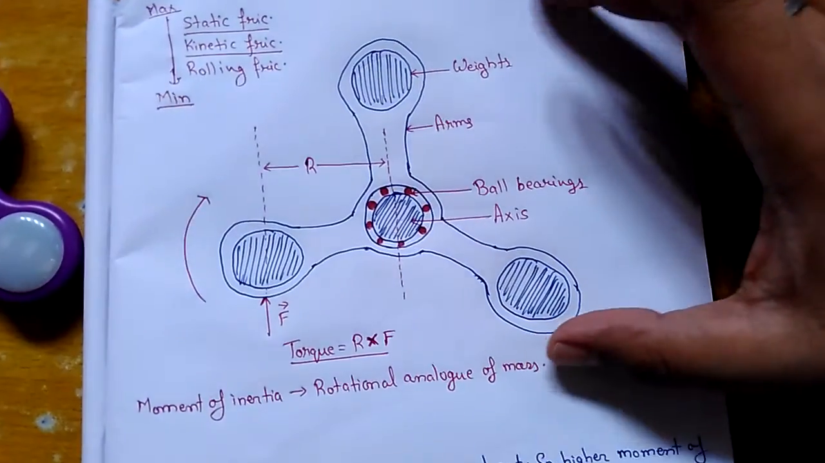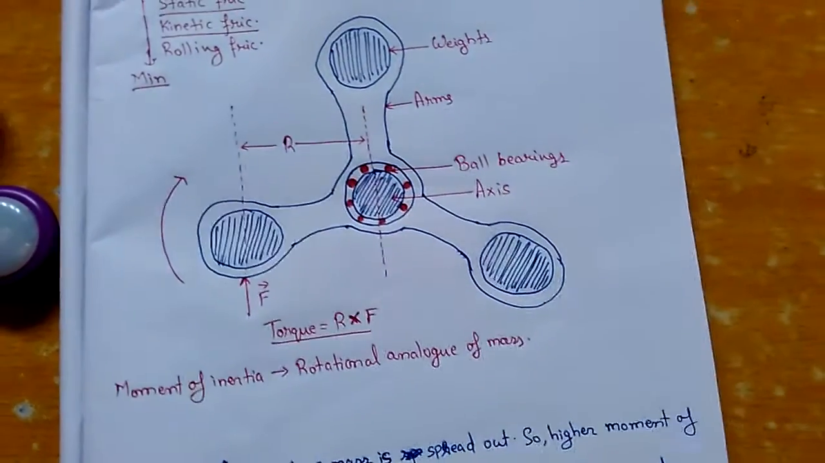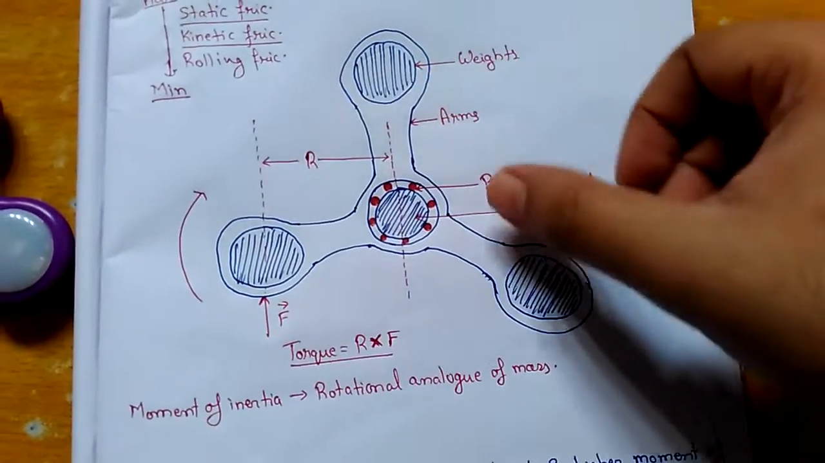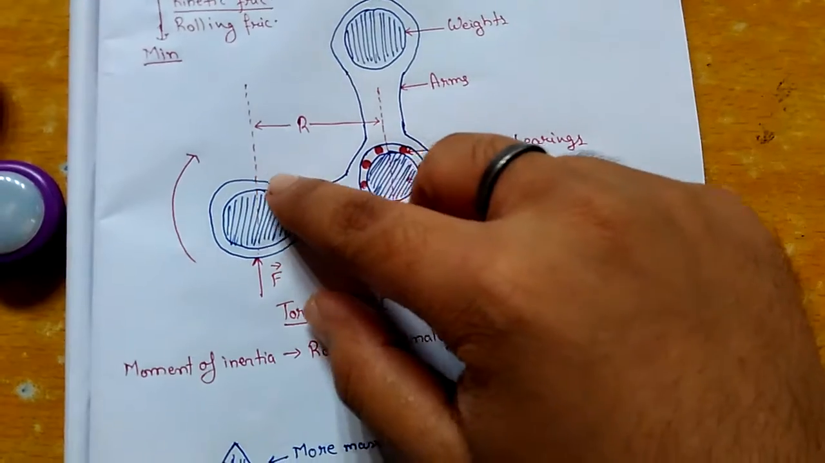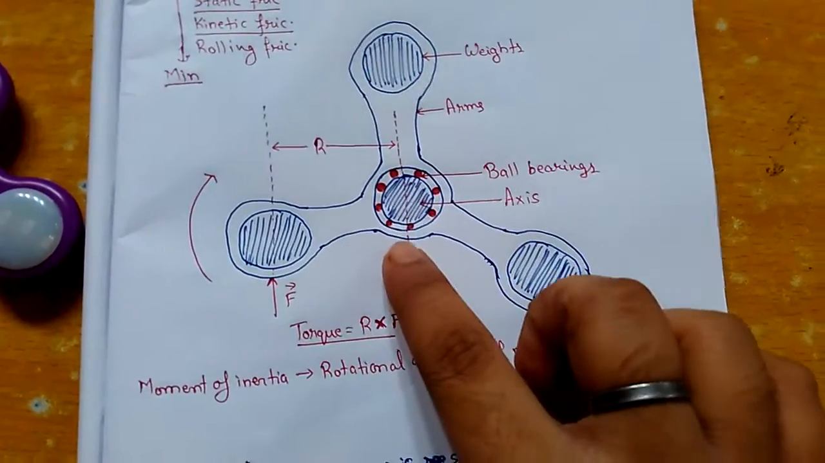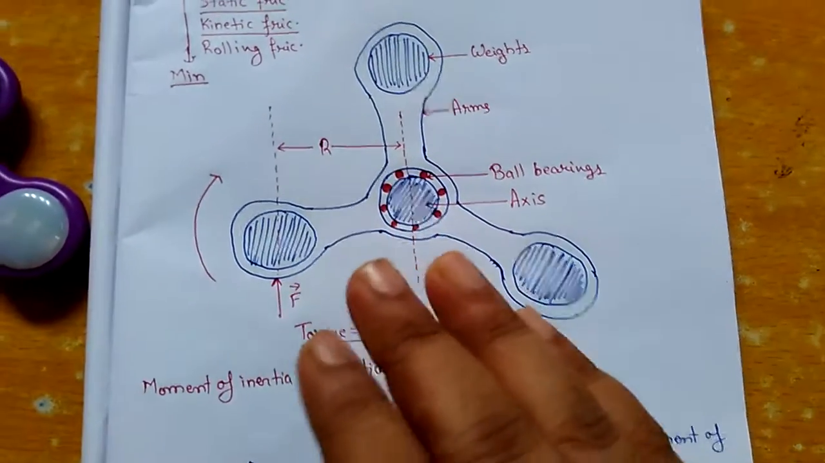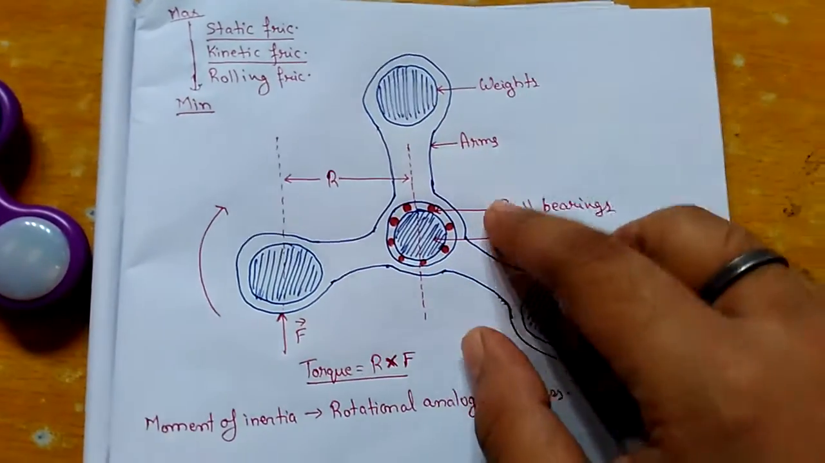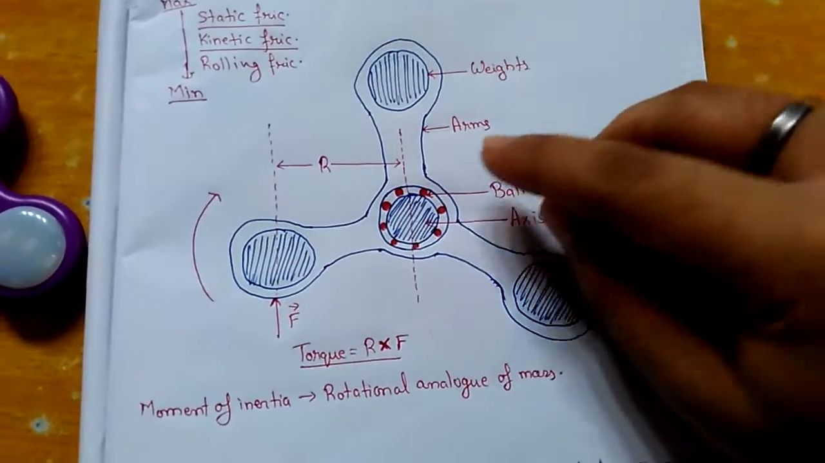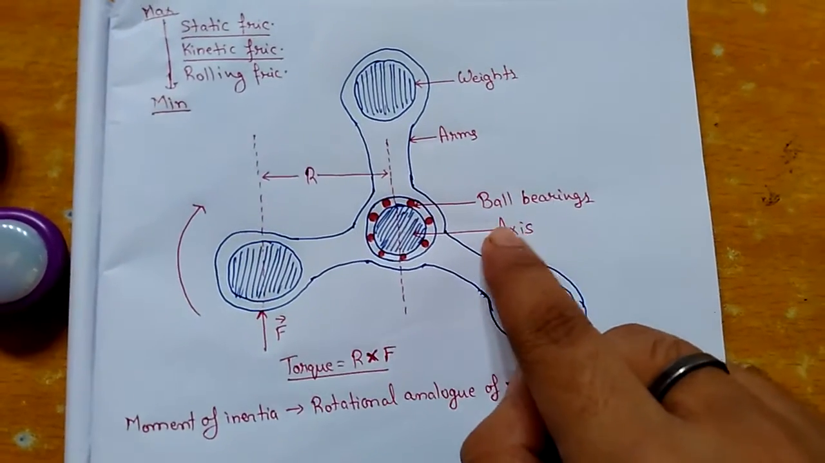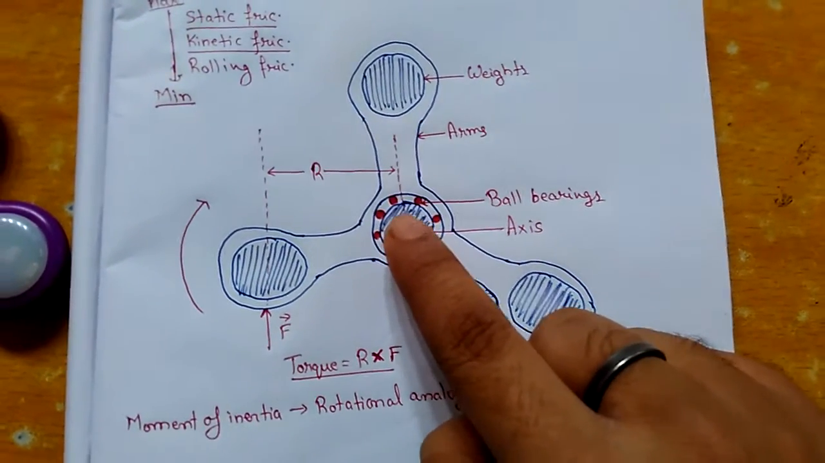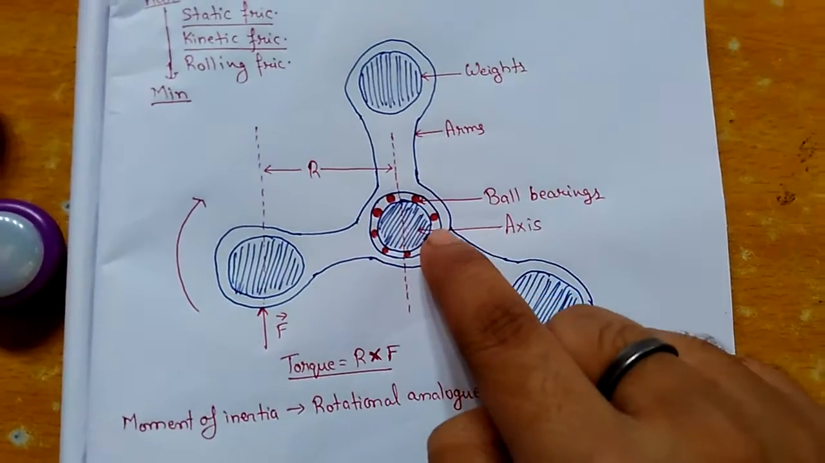This is a rough figure of fidget spinner. Fidget spinner has three arms. The arms are arranged in a boomerang shape, not quite boomerang shape because it has a bulge here, but it is approximately in boomerang shape. The three arms have heavy weights at their ends and an axis at the center. The axis is surrounded by the ball bearings.